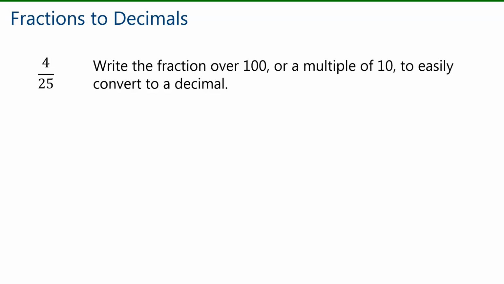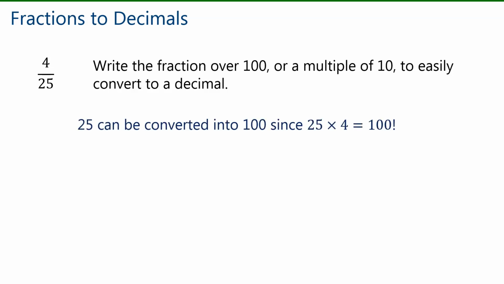We learned that when something is over 10 or 100 or 1,000, we just move our decimal place to the left, depending on how many zeros there are. So now when I look at 4/25, I see that I can indeed write that over 100 since 25 times 4 is 100. So if we multiply the fraction by 4, then we can change it to a decimal easily. So let's do that. Let's multiply 4/25 by 4.